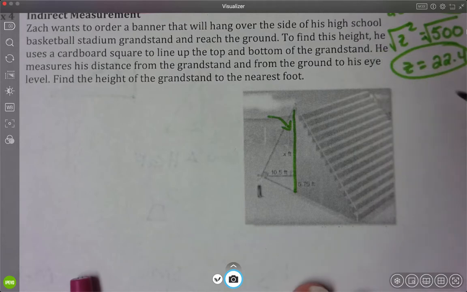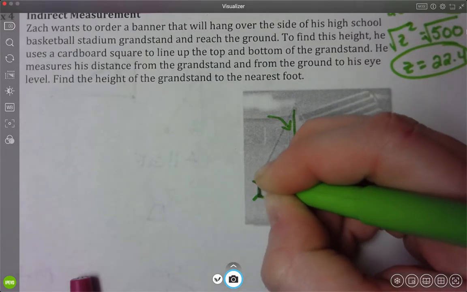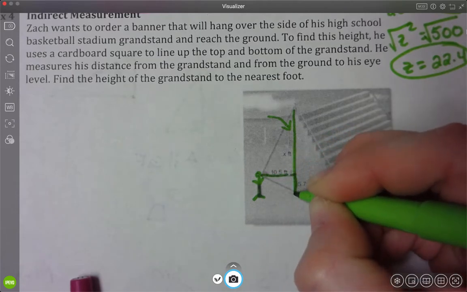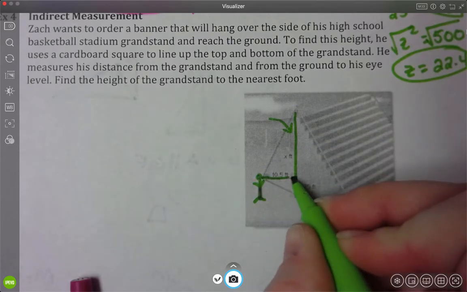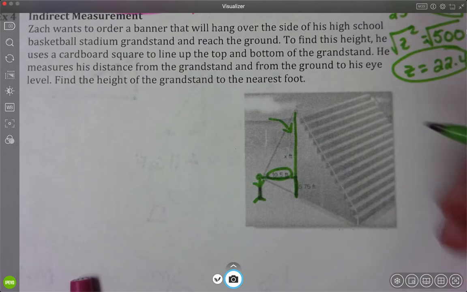To find this height, he uses a cardboard square to line up the top and bottom of the grandstands. He measures his distance from the grandstand and from the ground to his eye level. So he must be standing here. Yep, he's standing here. And so he measures over eye level to the bottom of the grandstand. And he says that he is standing about 10.5 feet away from the grandstand, and he is 5.75 feet tall.